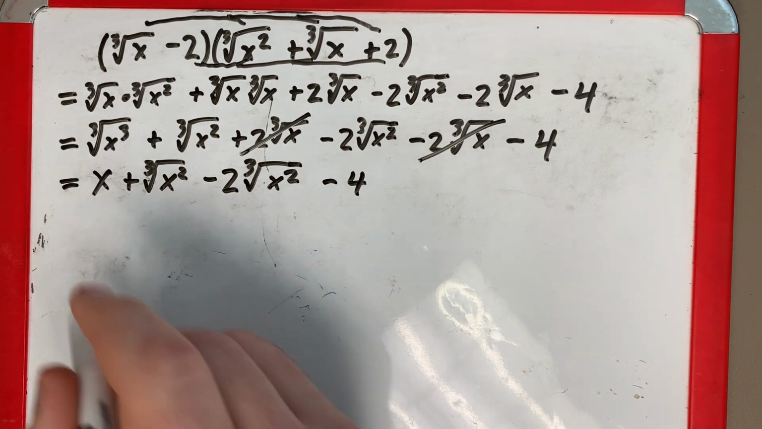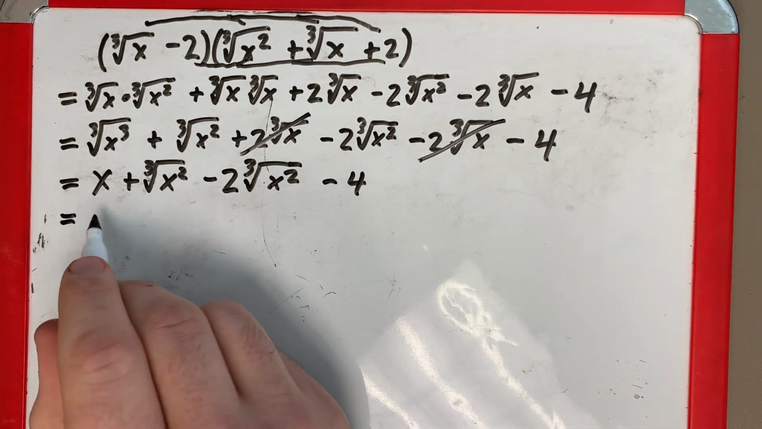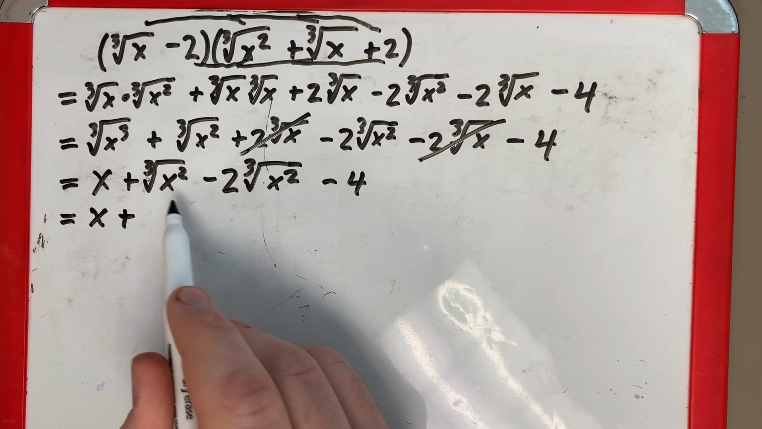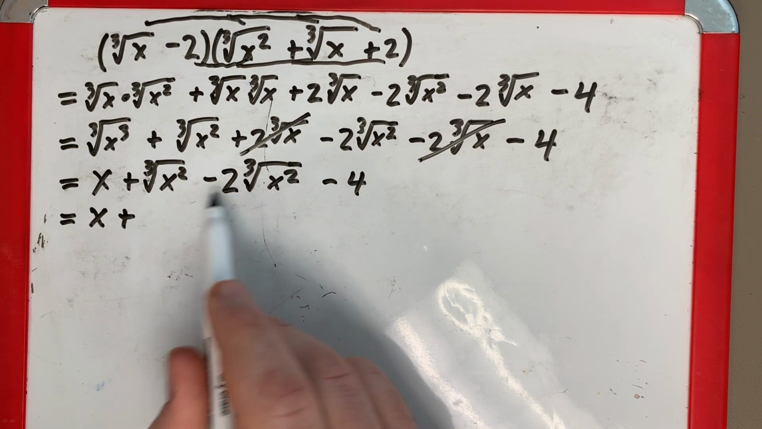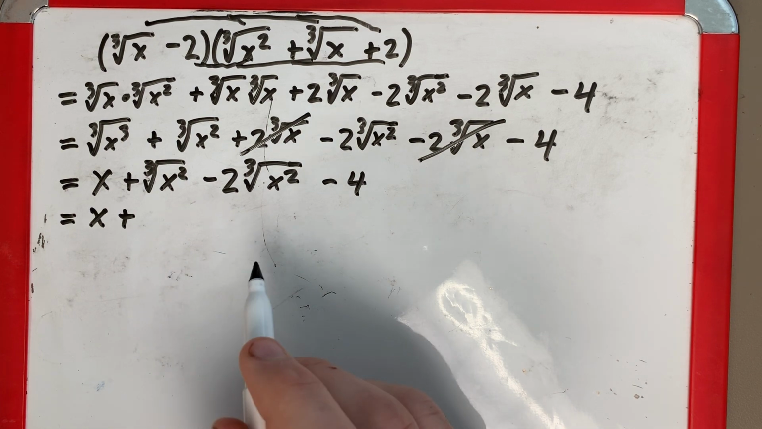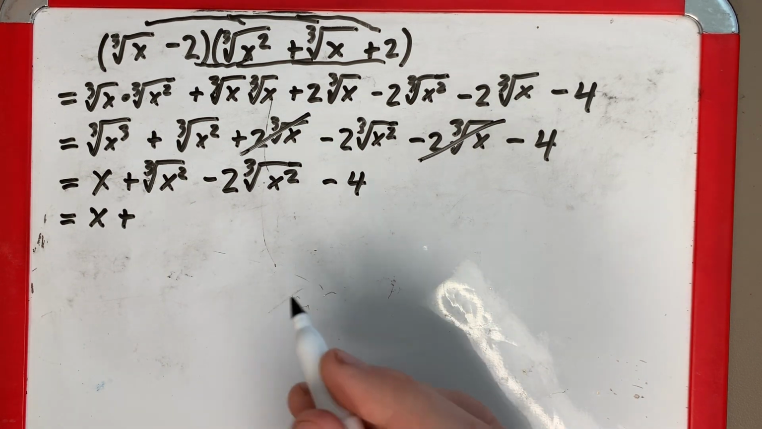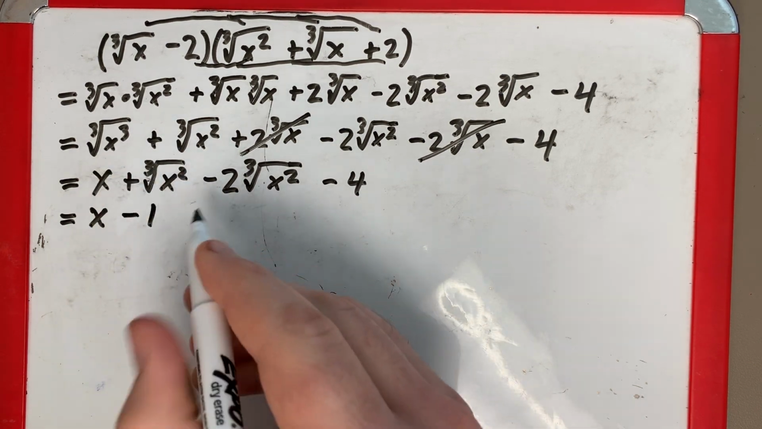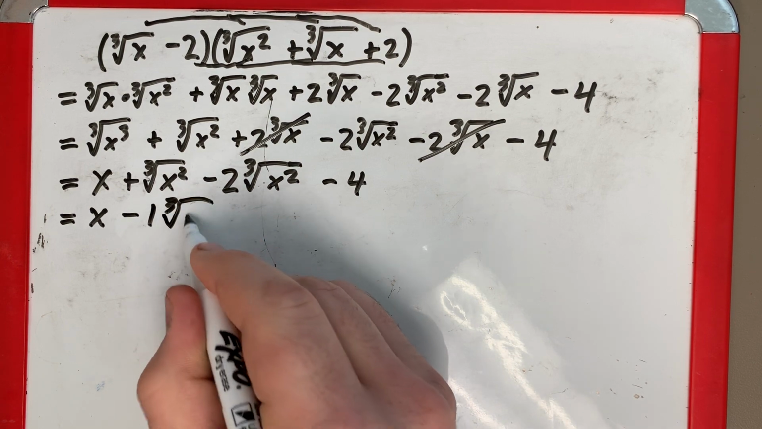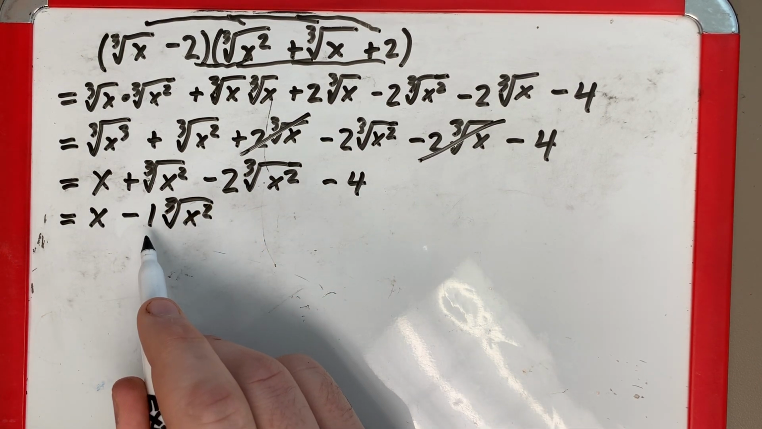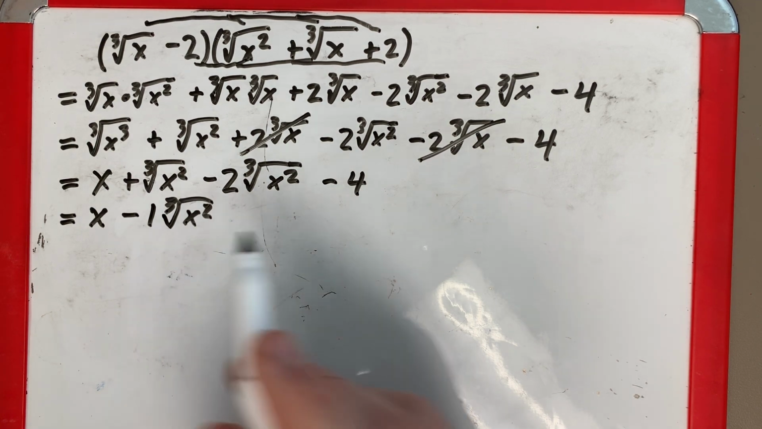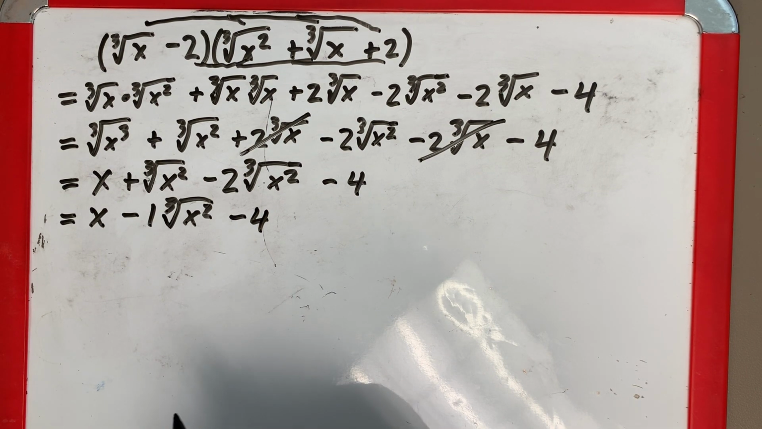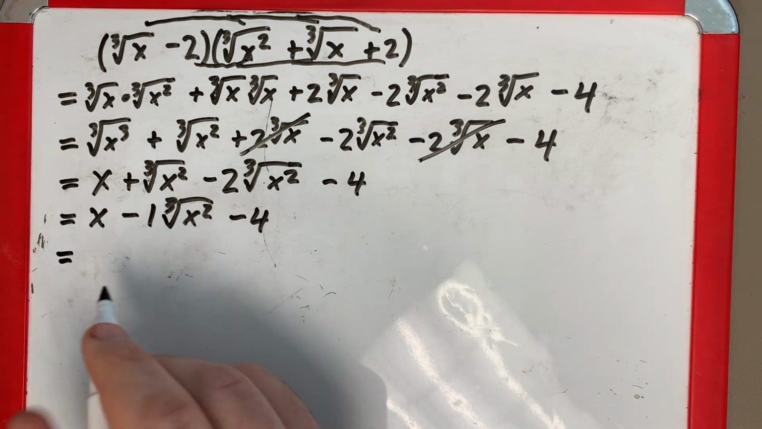I could have combined these earlier, but I wanted to do the cancellation first. So I have x, can't be simplified, but I do have 1 cube root of x squared, and I have minus 2 cube roots of x squared here. So when I combine them, how many cube roots of x squared do I have in total? The answer is only minus 1. So I'm going to change this plus to a minus. So I have minus 1 cube root of x squared, and if you like, you don't have to put that 1 there. You can just leave it as minus cube root of x squared, but I'll leave it there for the sake of clarity. And carry that minus 4 along. Okay, now I think I'll just get rid of that 1.